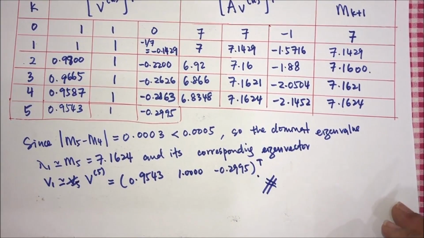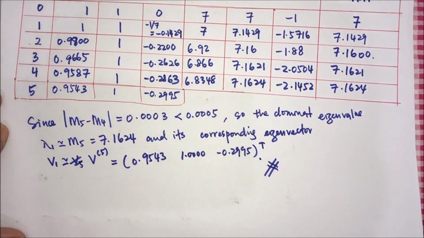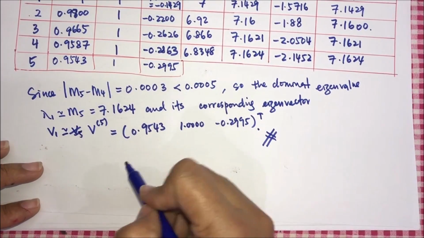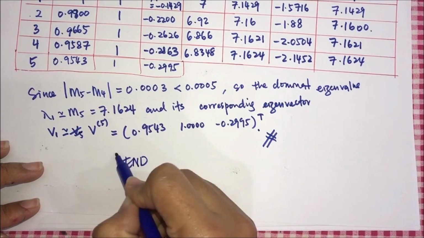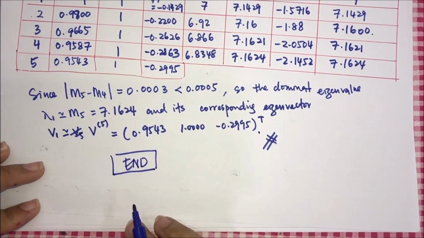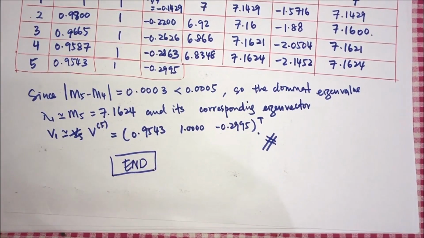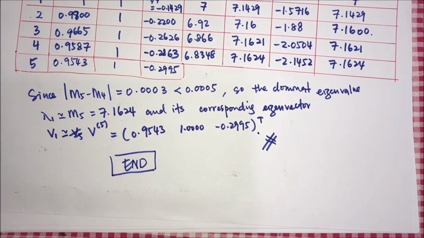So that's all. You may try some other examples in the book, or maybe the exercises. This is the end of this section. Maybe we'll continue with the shifted power method in the next section. Thank you very much.